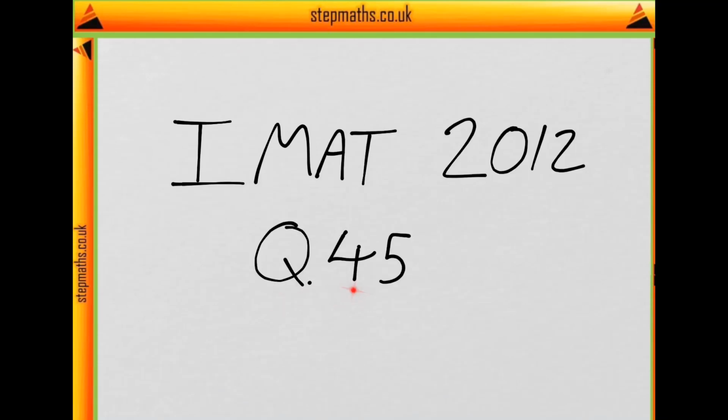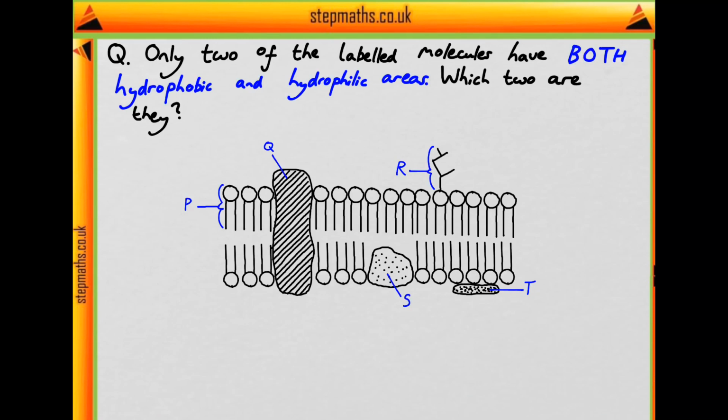This video is on question 45 from the 2012 IMAT paper. In this question, we're told that only two of the labelled molecules have both hydrophobic and hydrophilic areas, and we're asked which two they are. So if we know the molecules have both a hydrophobic and a hydrophilic area, or areas, then what are we looking for?